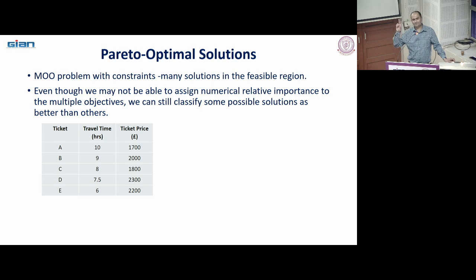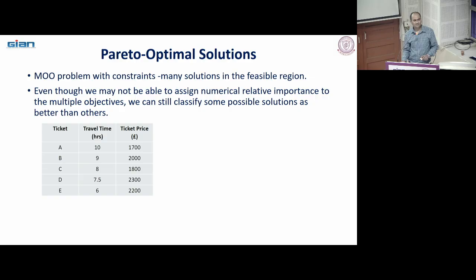Our objectives are two: travel time and ticket price. So do you think that B is better than A? B is better than A, but in which case? Only in travel time, not in ticket price. Look at C now. Travel time is reduced to 8, ticket price 1800. So do you think that C is better than B?